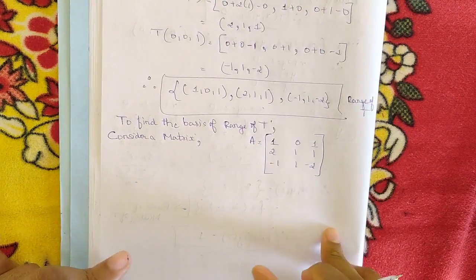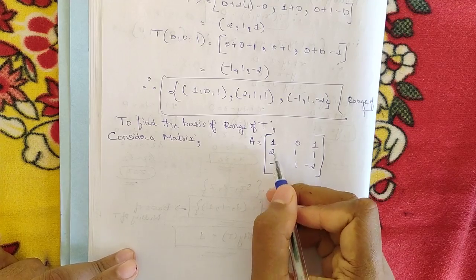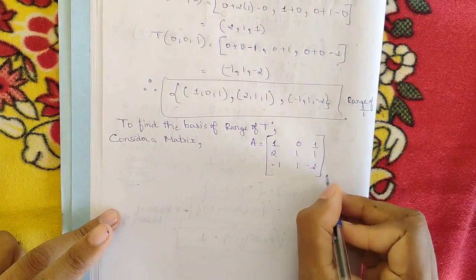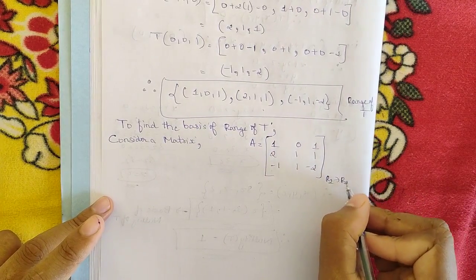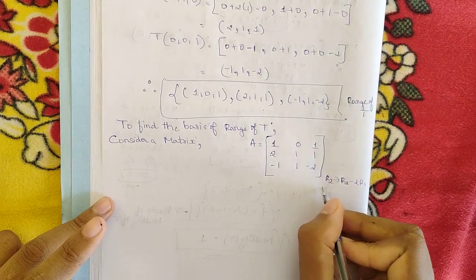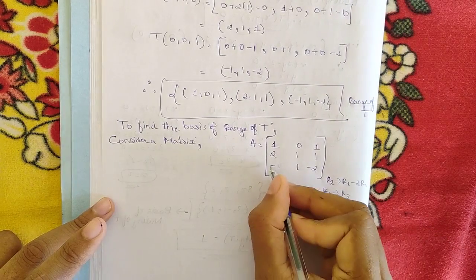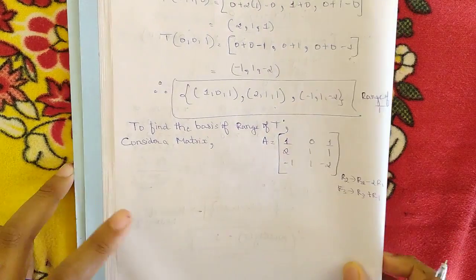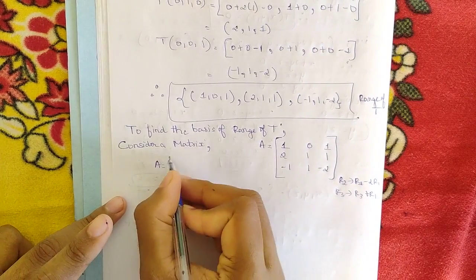To find the rank, just make the first two elements of the second and third rows 0. So R2 with respect to first row R1 would be R2 minus 2R1, and R3 would be R3. Already we have a minus sign, so this would be plus R1. Okay. So do that change and write the matrix here.